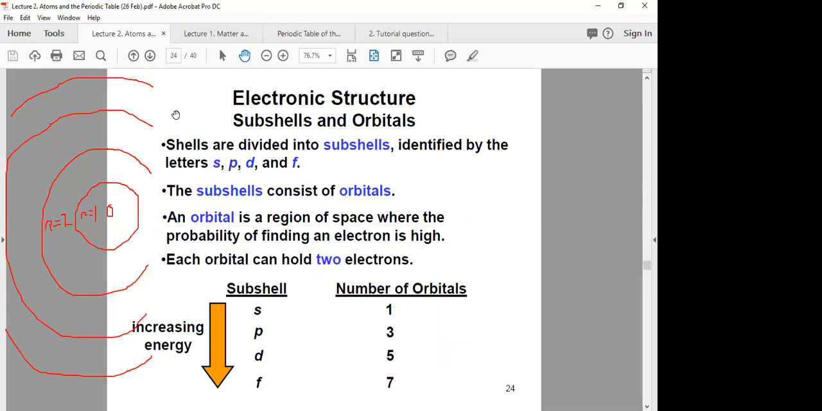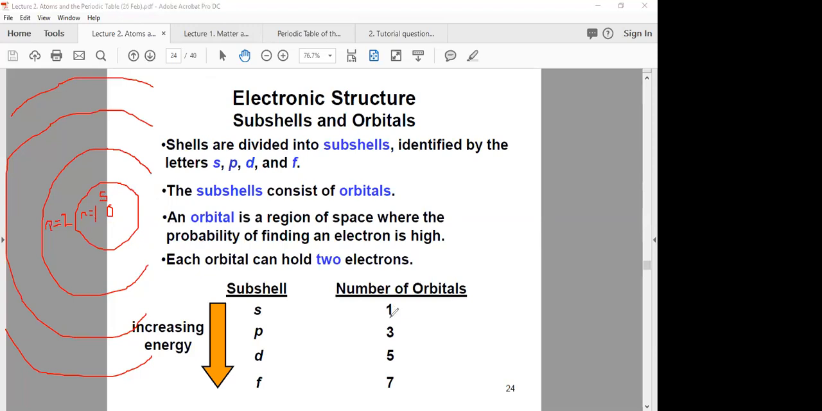All right, I need my pen for this. All right, let's look at shell n equals 1. This one here has only an S subshell. And an S subshell, which you can see here, contains only 1 orbital. So how many electrons would you find in an S subshell?